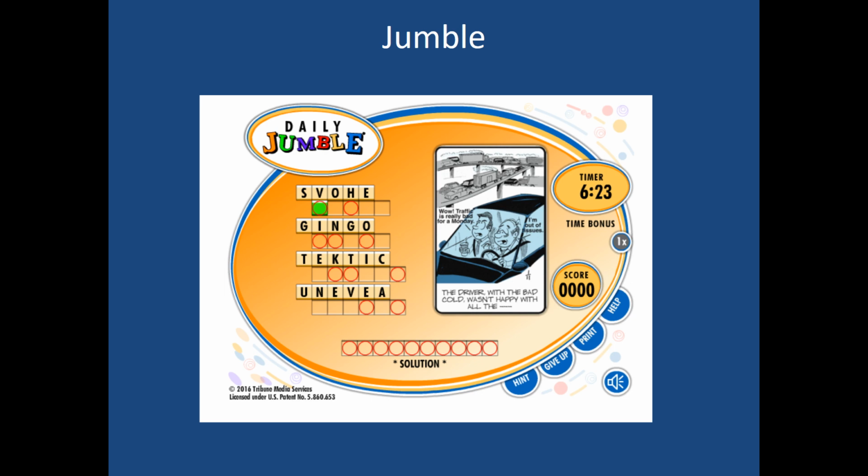So we see the passenger in the car saying, "Wow, traffic is really bad for a Monday," and then the driver obviously has a cold and says, "I'm out of tissues," and it says the driver with a bad cold wasn't happy with all the blank. Congestion. So sometimes you can get it just from the clue. Other times you have to actually work the anagram. All right, so that's the basis of the example I'm about to do.